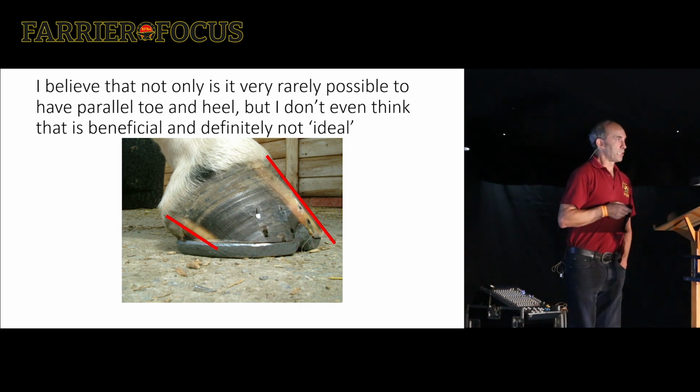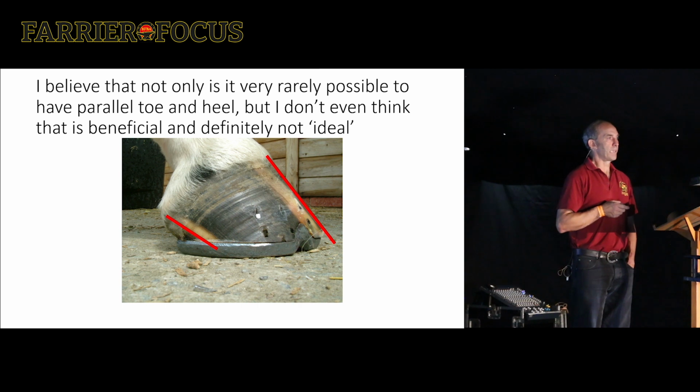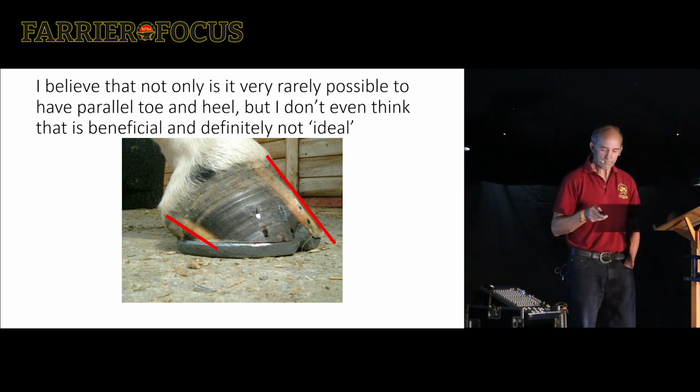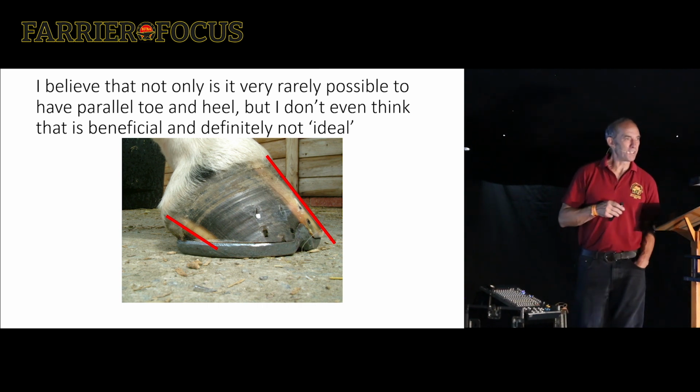A lot of textbooks say that if you've got a difference in heel and toe angle of more than 5 degrees, then those heels are considered to be underrun. What do you think that toe angle is approximately? Anybody want to have a guess at it?